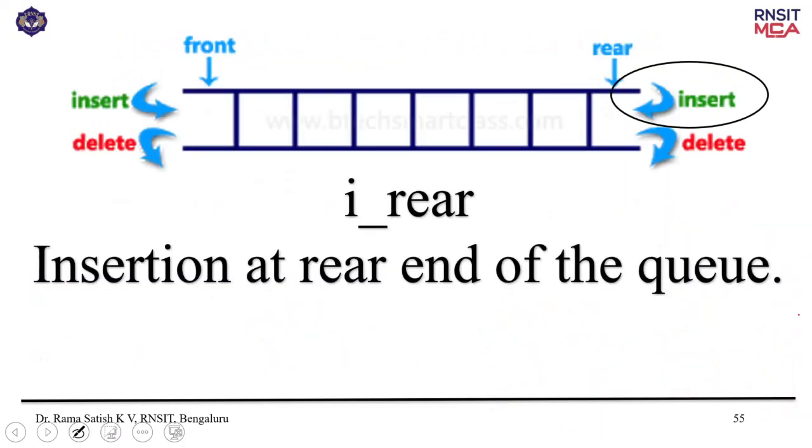Now we will work with inserting at the rear first. So, insertion at the rear end of the queue. We'll see the program function, and we'll also check how it is working with animation. I have included a lot of animation. Let us see.